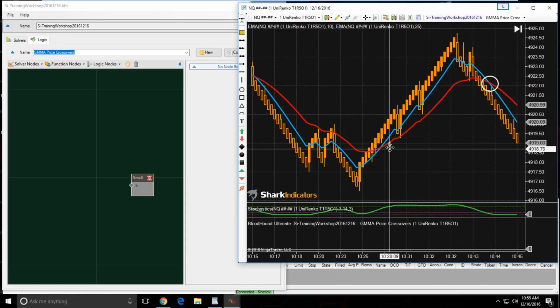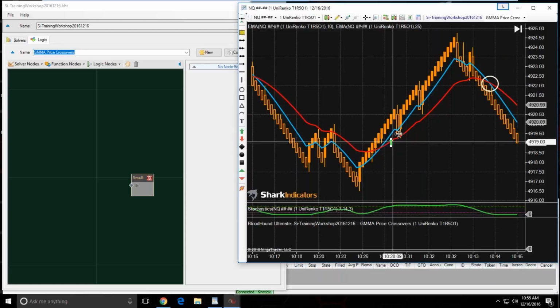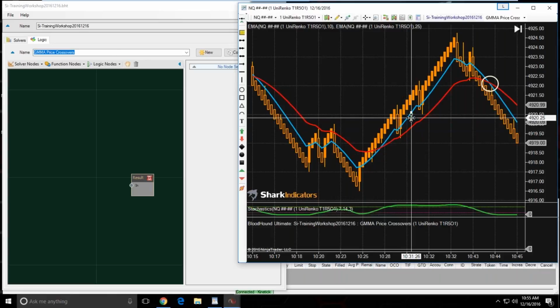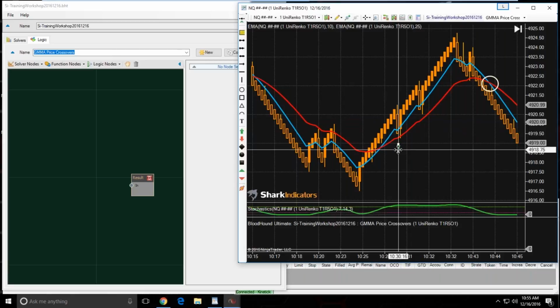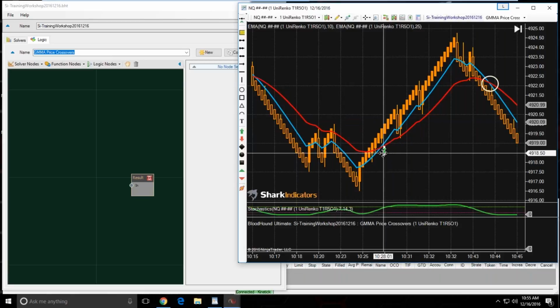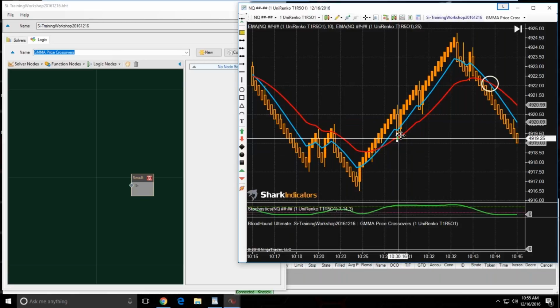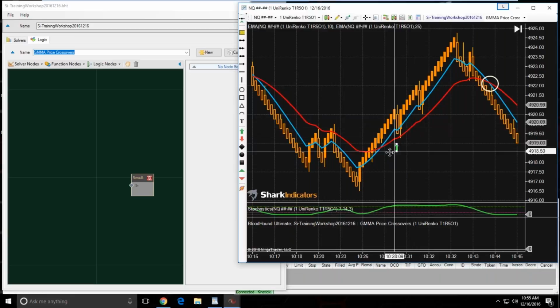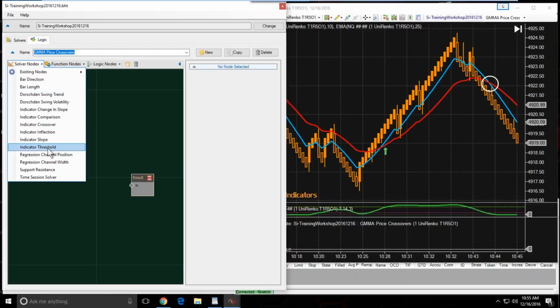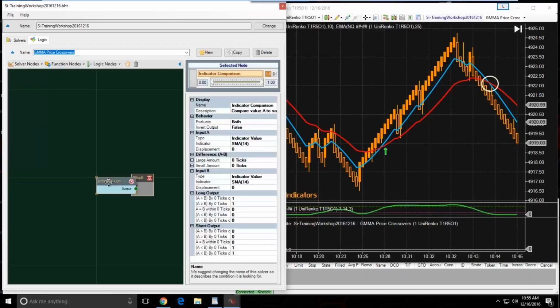So that's what we're actually looking for: is the blue plot above the red plot, right? We're not actually looking for a crossover condition, we're looking for an above or below condition. So is one plot above or below the other plot? That's what we're really looking for. To do that, we're doing a comparison: is one indicator above or below another indicator?